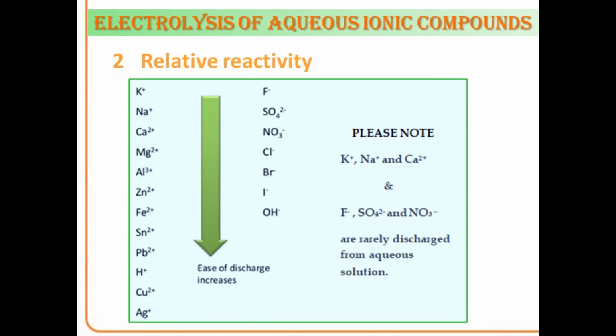Now, when we go to the anions, we also have another series. This one you will have to memorize. But for purposes of IGCSE or O Level chemistry, the ones that we focus on are the chloride, the bromide, the iodide, and the hydroxide from water. Again, you need to remember that the fluoride ion, the sulfate ion, and the nitrate ion are rarely discharged from solution. Okay, so let's move on.